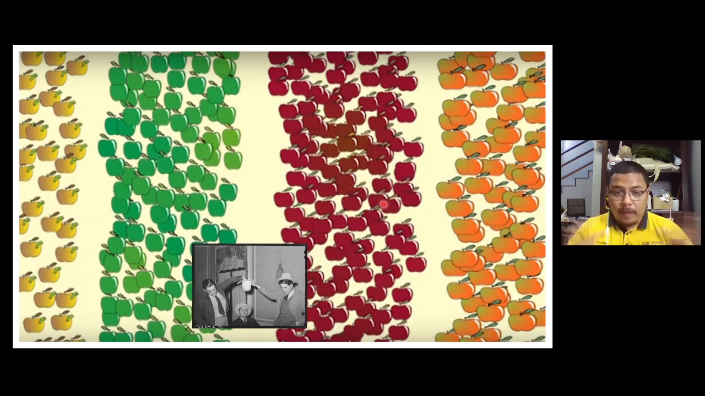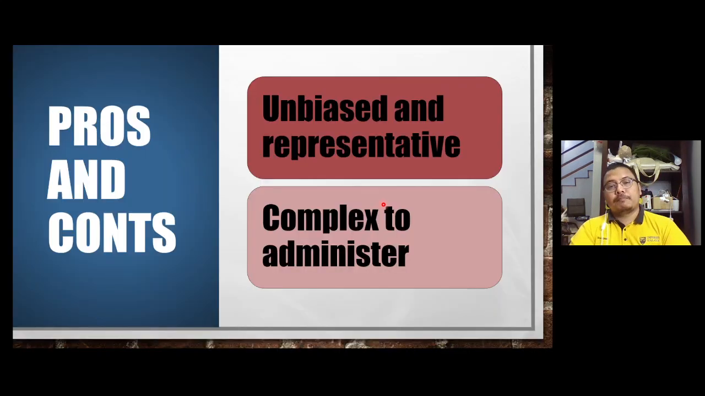So let's say you have different types of apples. You have yellow apples, green apples, red apples, orange apples. So you stratify them first. You differentiate them first, and then you say, okay, I want to pick 5 random yellow apples, 5 random green apples, 5 random red apples, 5 random orange apples. So this is the way to do stratified sampling.